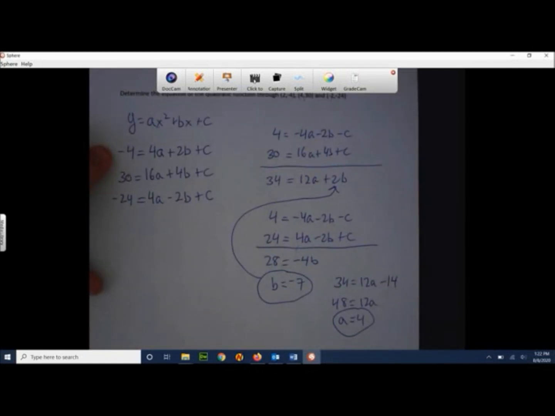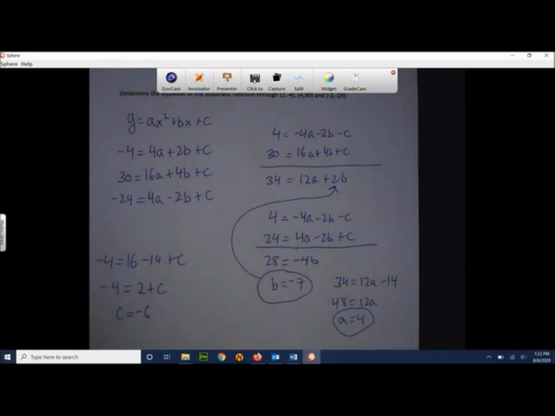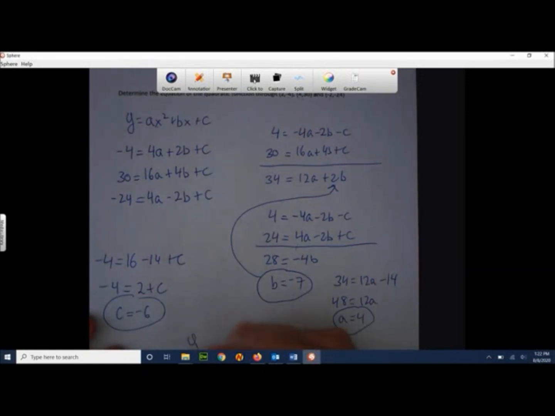Plugging them in, I have negative 4 equals 16 minus 14 plus c. So negative 4 is 2 plus c, which says c is negative 6. All right, so my final answer is y equals 4x squared minus 7x minus 6.